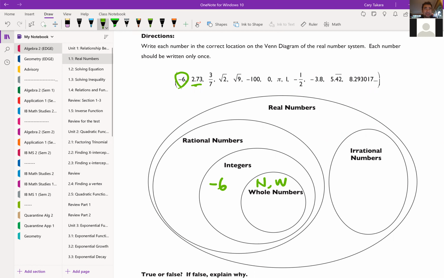How would you describe it? What comes to your mind? Are you thinking about terminating decimal, right? And that means it's a rational number. 2.73 is a rational number.